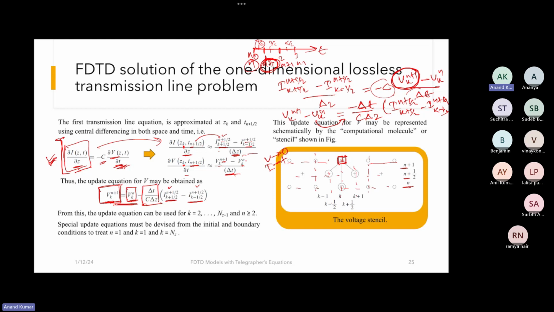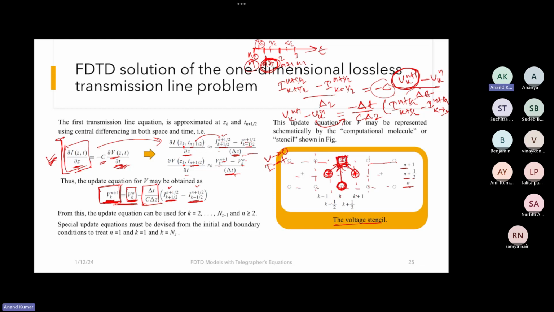So what we can see is that the voltage value at the kth position at the latest time is given in terms of the voltage value at the kth position from the previous time instant. So from the previous time instant, this value is used, and then current values from the nearby points at k plus half and k minus half. So this is the k minus half current value, and this is the k plus half current value at the n plus half instant. These three values are used to evaluate the latest value of voltage.